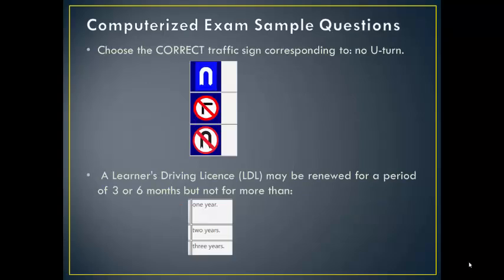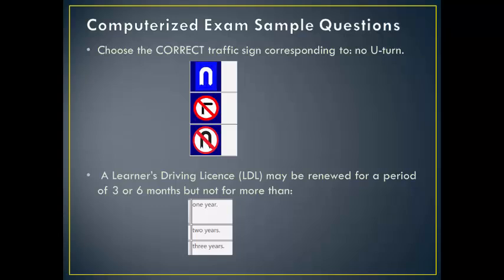All right. In the next part of this video, I'm going to share with you some sample questions which will give you an insight into what kind of questions you will be asked in the theory exam of your driving license exam. So here is one question. You can see: choose the correct traffic sign corresponding to no U-turn. You will have to choose the radio button on the computer exam for the right answer. If you have an understanding of the road signs, you will easily see that number 3 in this case is the right answer.